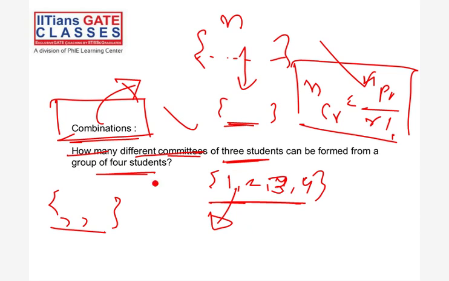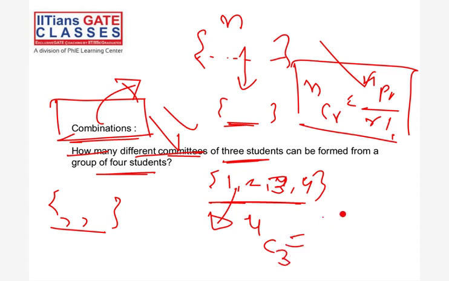We already know that asking how many ways to make a committee is similar to asking how many ways there are to select 3 students from these 4 students. So we just want to select 3 students out of these four students. How many ways can we select them? We can select them in 4C3 ways.